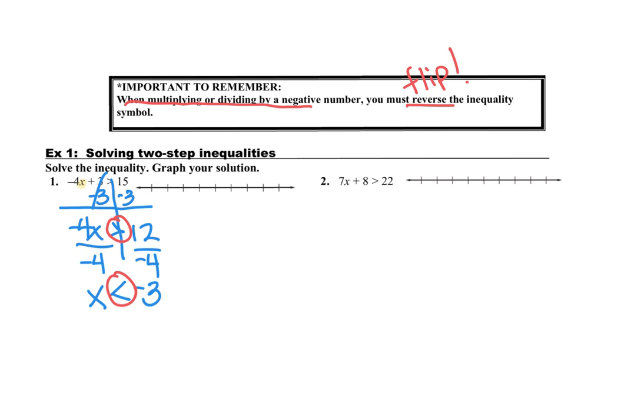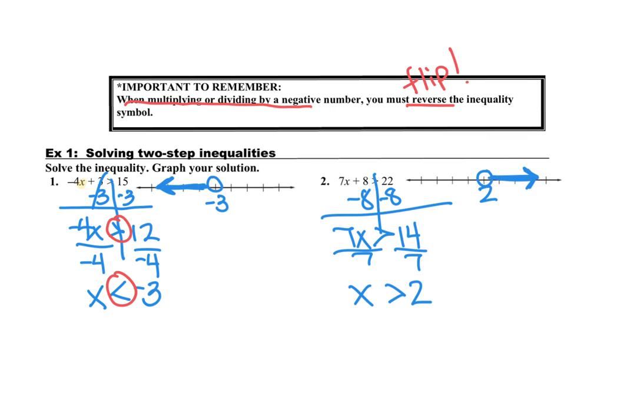So now let's go ahead and put that on the graph. I'm going to find negative 3 on the graph, and then because it's less than, it's going to be open, and it's going to go to the left because it's less than. So now would be a good place for you to pause the video to do number 2 and then resume the video to check your work.